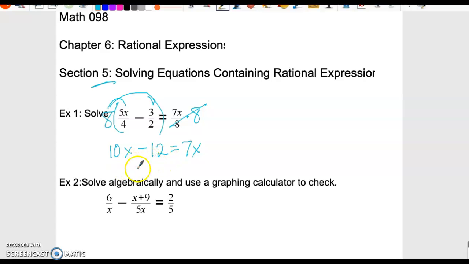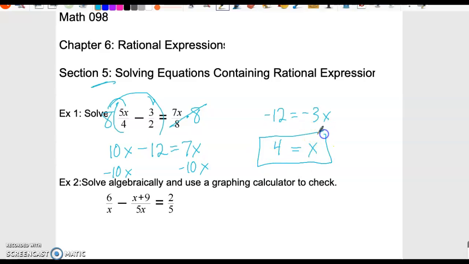So probably what I would do is just subtract the 10x to the right side. So you'd have negative 12 is equal to negative 3x if my math is correct, and then divide by negative 3. Negative over negative is positive. 12 divided by 3 is 4.